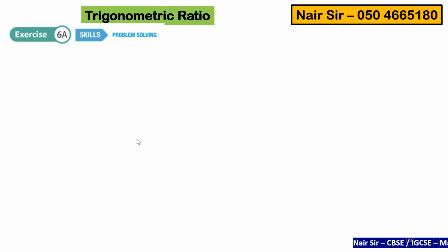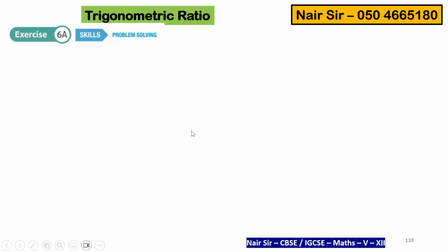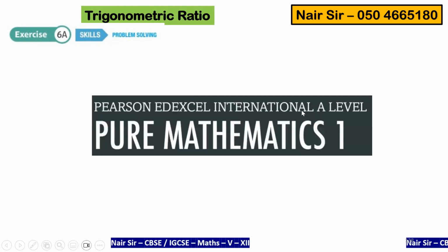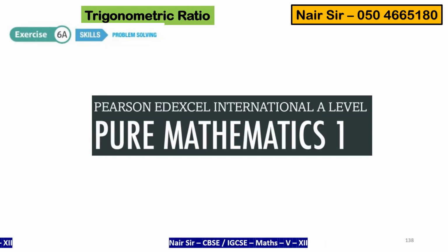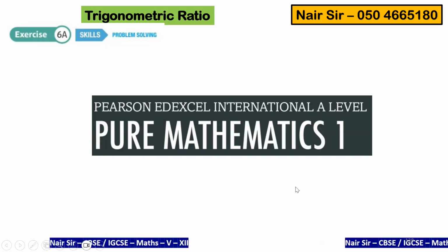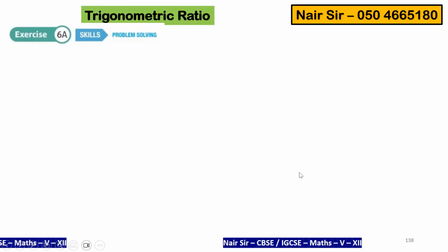We are solving trigonometric ratio from Pure Mathematics 1, A level, and we are doing 6A.